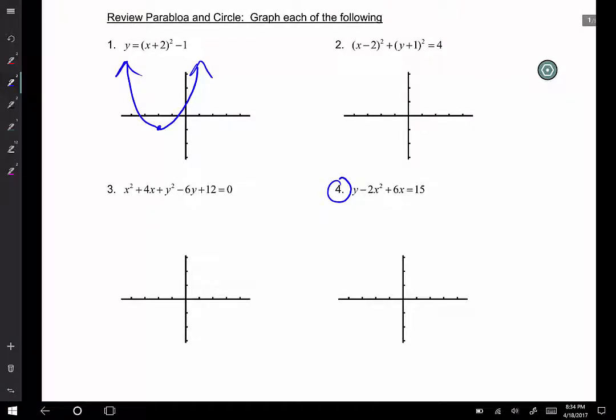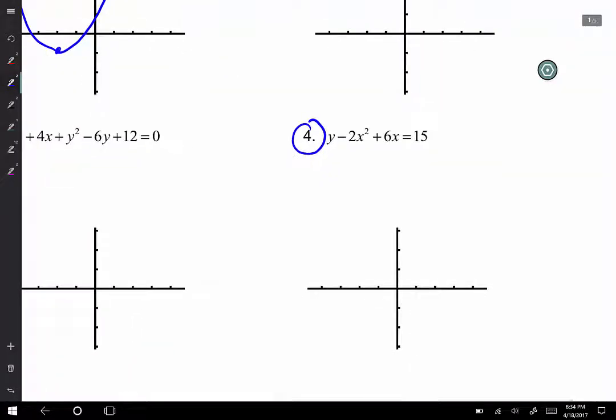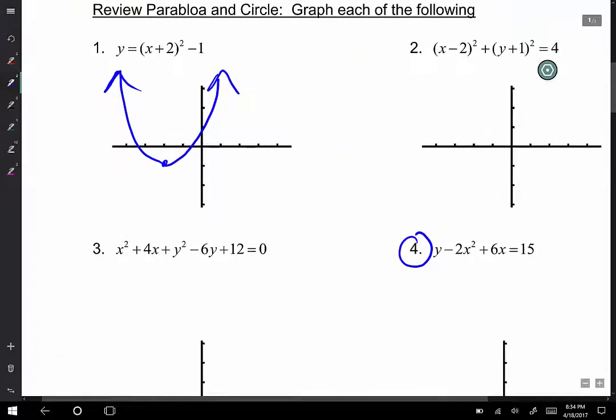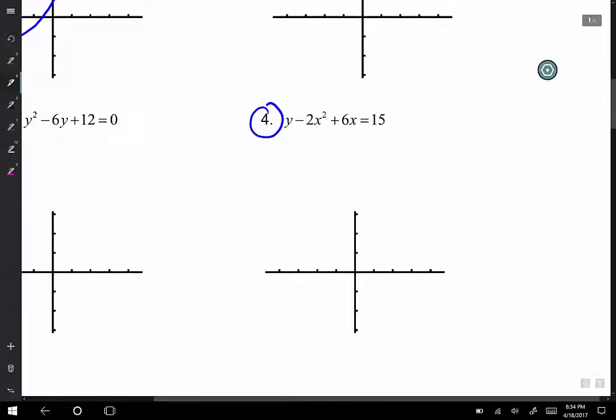So let's look at number 4. We have to complete the square. Notice, number 1 is in vertex form. Number 4 is not. So we have to complete the square. So we need to get y by itself. I'm going to move minus 2x squared over. It'll be this. I'm going to move the 6x over. It'll be this. And the 15's already over there.